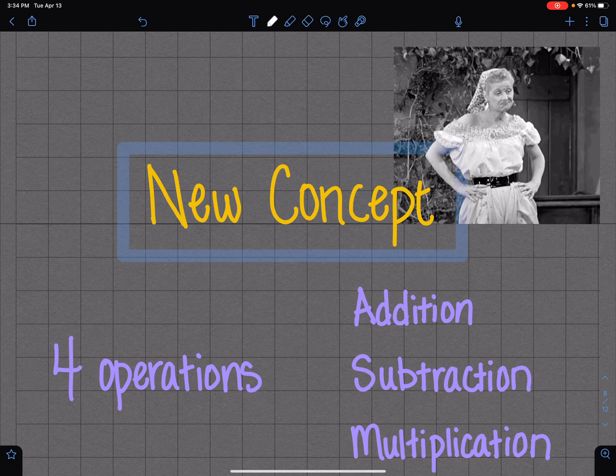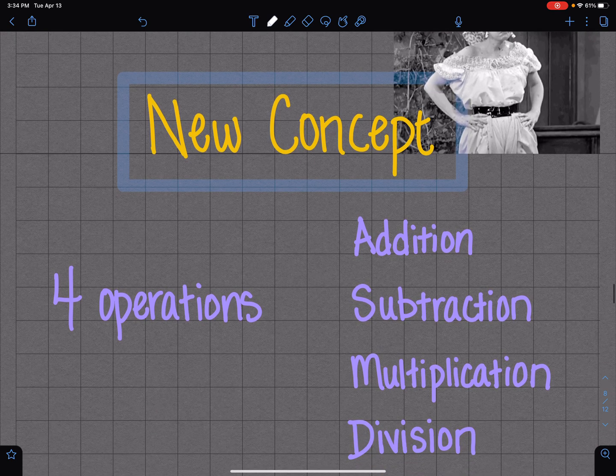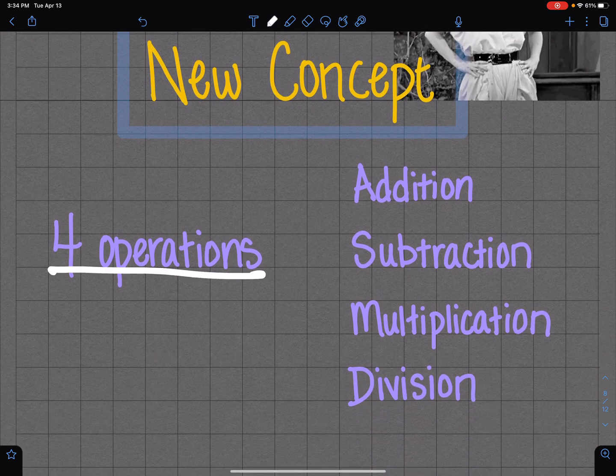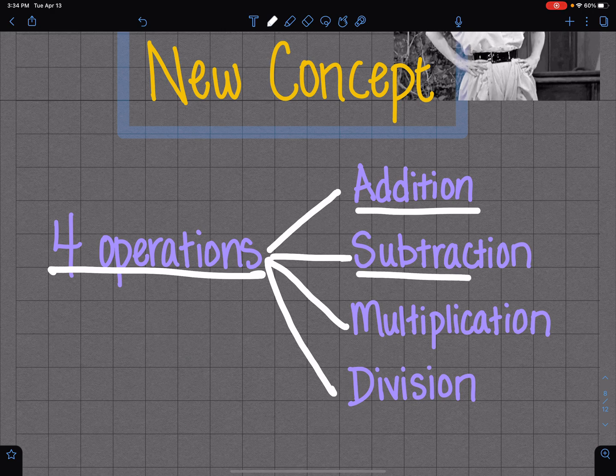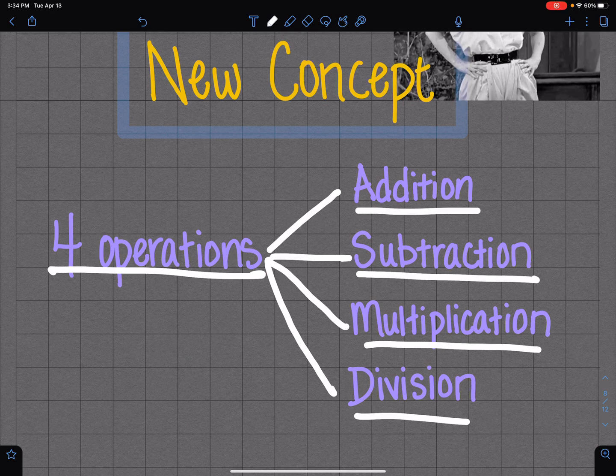New concept. Remember that there are 4 operations of arithmetic and of math, basically. You've got addition, subtraction, you can also multiply numbers, and you can also divide numbers. So 1, 2, 3, 4, that's all 4 of them. Now, when you've got a string of things that you have to do all in one problem, there's an order that you do these. The order is important because if you do it in the wrong order, you will get the wrong answer, guaranteed.